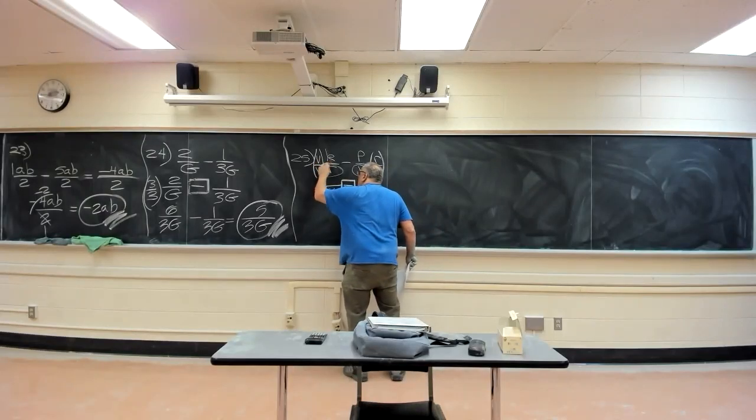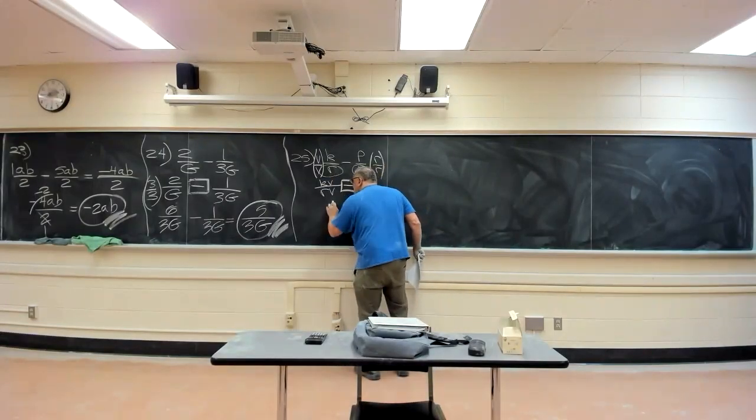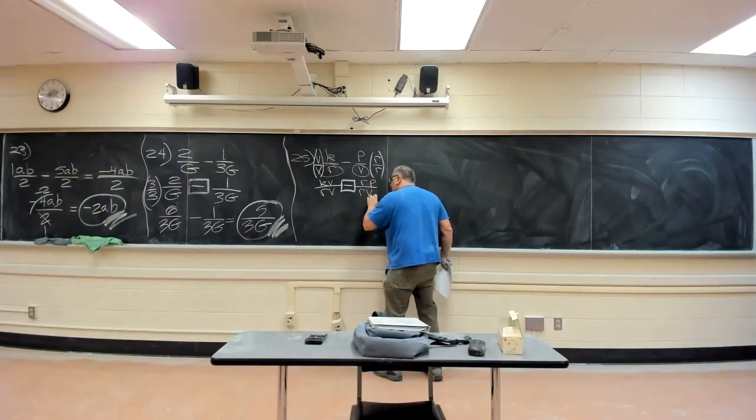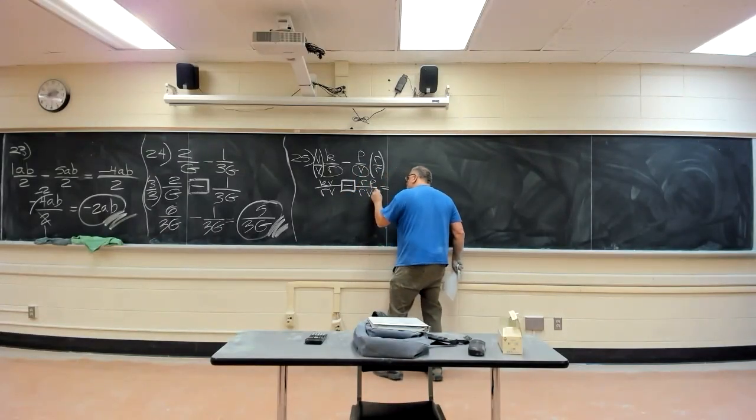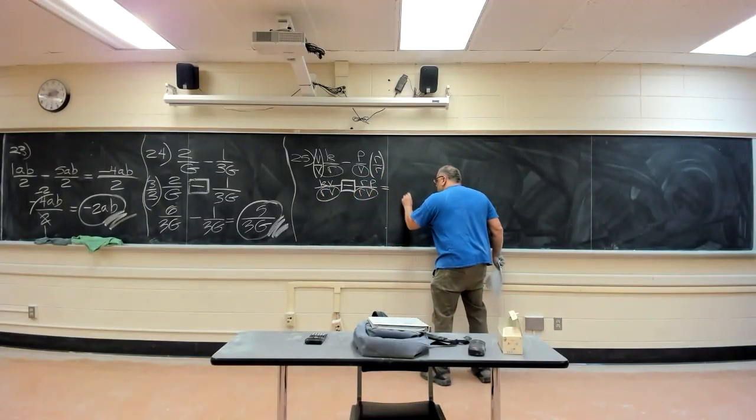V times k is kv, v times r is rv. P times r, or r times p, is rp. V times r is the same as rv. Is that true? Sure, if you cancel the v's out, you got k over r. That's what we had initially. If you cancel the r's out, you got p over v. That's what we had initially. But now we worked hard, we got the common denominator, and that's going to be rv.